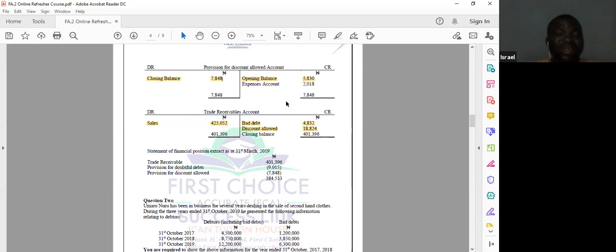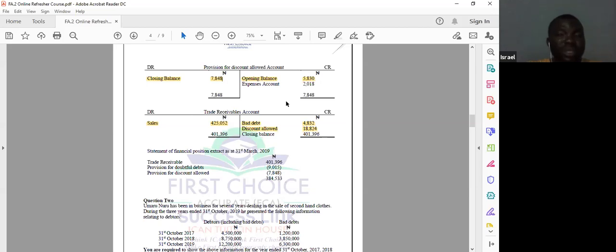And if there's an increase in our provision, there are two ways in which you handle this as well. You can either transfer the balance to your discount allowed account, or you transfer it straight to the profit or loss account. If you transfer it straight to the profit or loss account, what you will see on the profit or loss account is the provision for discount allowed account.